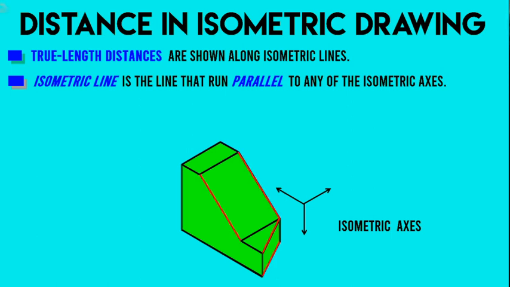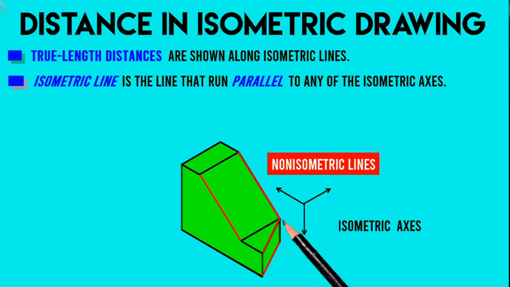Paano naman po yung mga edges or lines na hindi po parallel sa ating isometric axis? They are considered as non-isometric lines. So, basically, ito ay nangyayari kapag halimbawa meron tayong mga inclined lines or inclined planes doon sa ating figure.